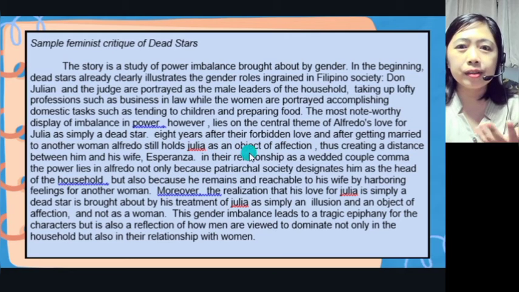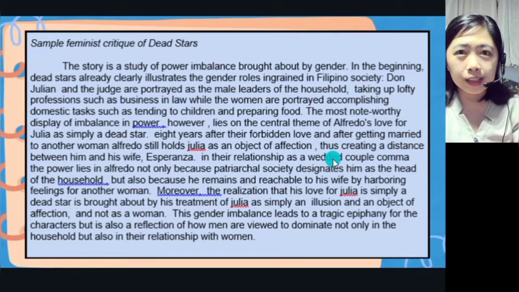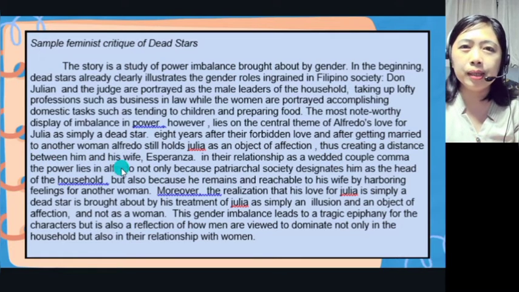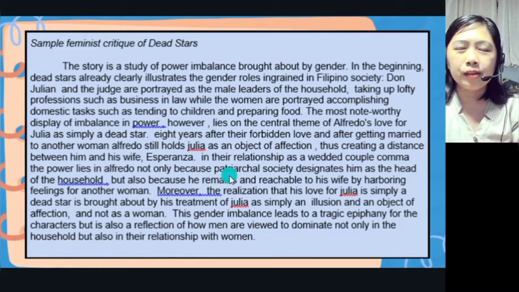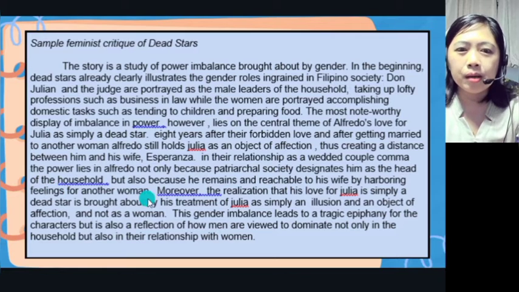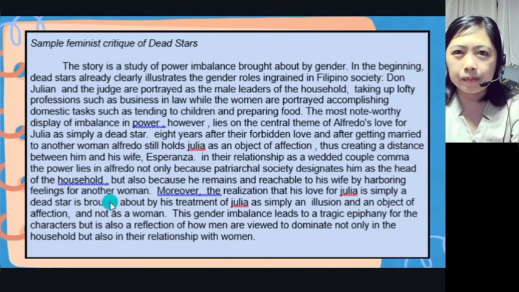8 years after their forbidden love and after getting married to another woman, Alfredo still holds Julia as an object of affection, thus creating a distance between him and his wife Esperanza. In their relationship as a wedded couple, the power lies in Alfredo not only because patriarchal society designates him as the head of the household, but also because he remains unreachable to his wife by harboring feelings for another woman.